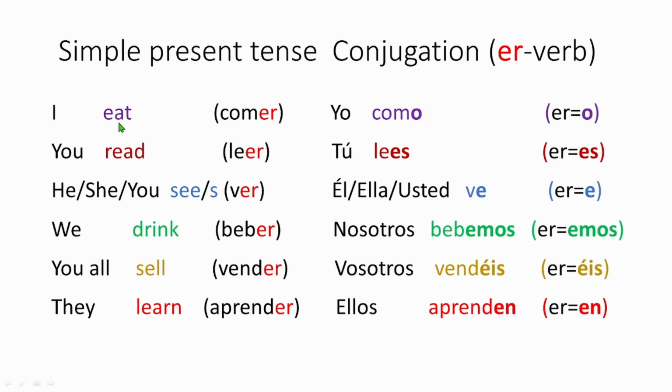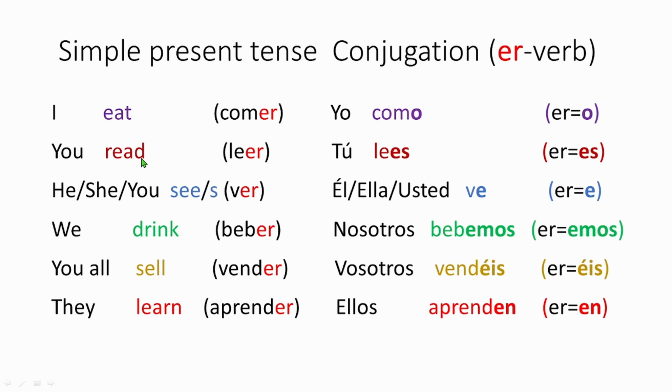Now we have I eat. It is comer in Spanish. So you say yo como. Yo como. And here's the rule. Right? ER is replaced with O. For the first person, whenever you speak about first person, always replace ER with O. Because that's how you make present tense in Spanish for the ER verb.